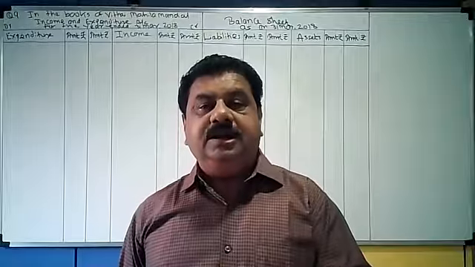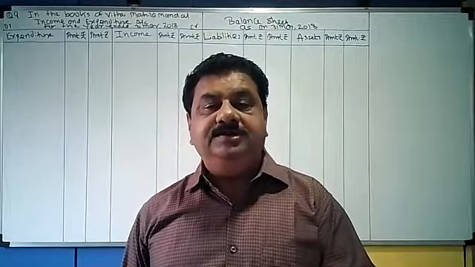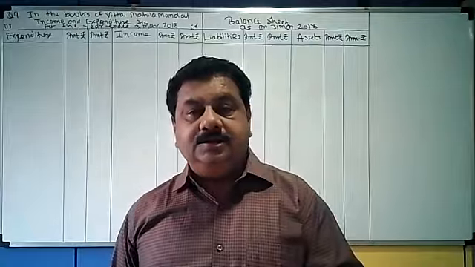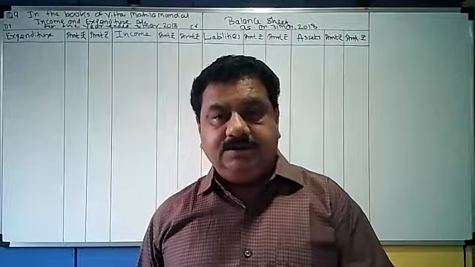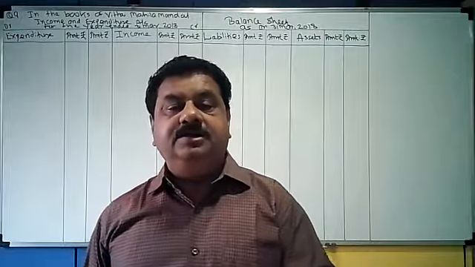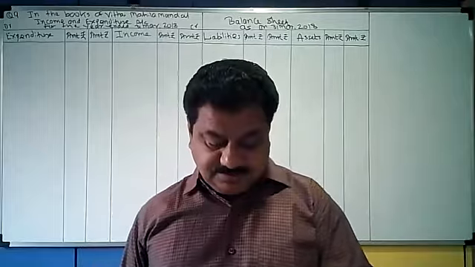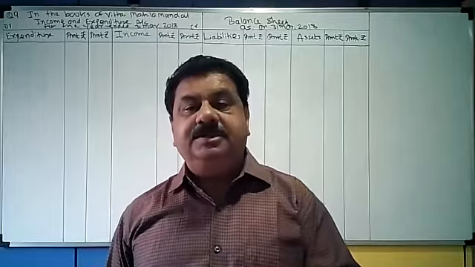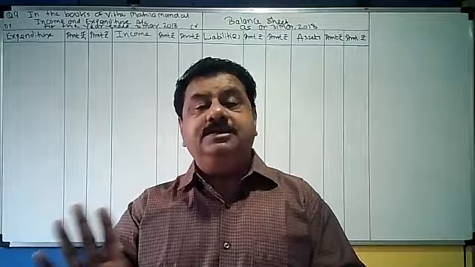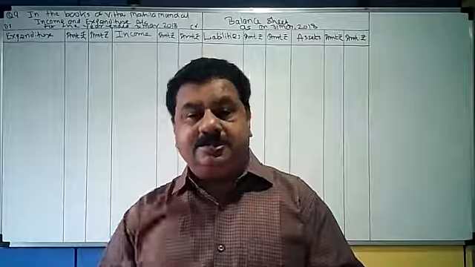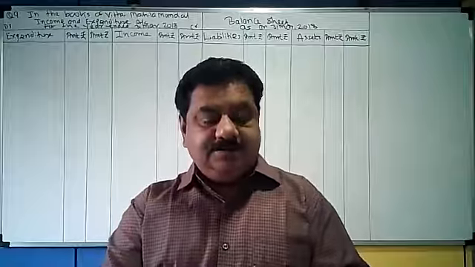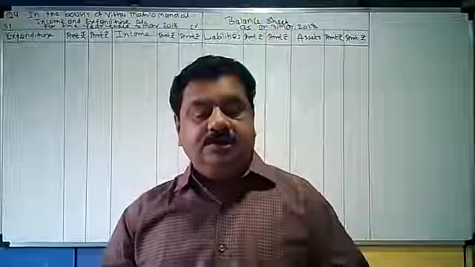Repairs to furniture, make it 950. Rent, make it 8,300. Salaries 15,000. Miscellaneous expenses 450. Don't change cash in hand and cash in bank. It is correct. So actually this is about printing mistakes which are there in the textbook.